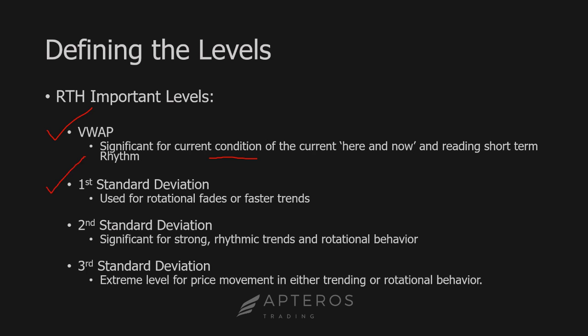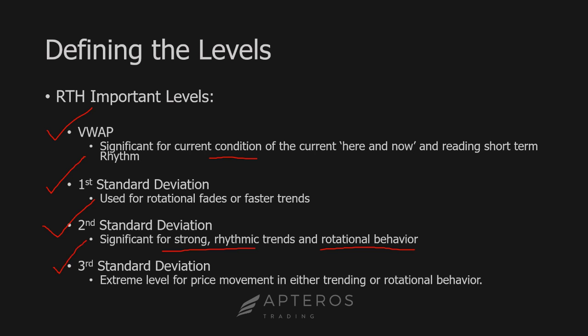First deviation is a level that we use more for rotational extremes, as a rotational fade for a slower market. It's also a level that we use to establish trending environments, just like we do with ETH. The second deviation is significant for strong and rhythmic trends, but also for more rotational behavior, wider ranging rotational behavior.